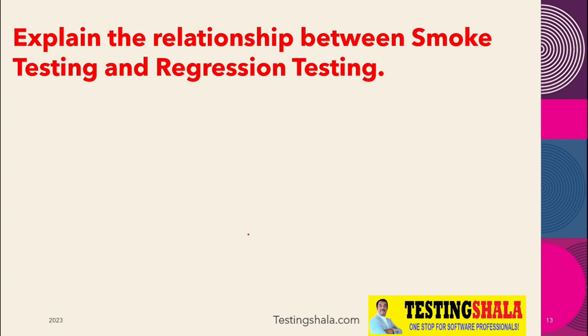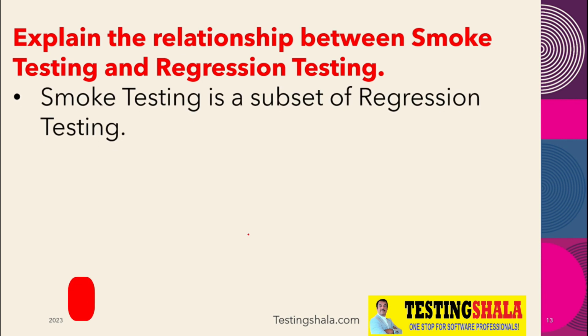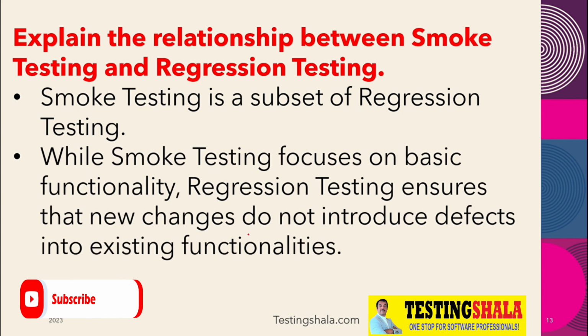And the next one is, explain the relationship between smoke testing and regression testing. Smoke testing is a subset of regression testing. While smoke testing focuses on basic functionality, regression testing ensures the new changes do not introduce defects to the existing functionalities.